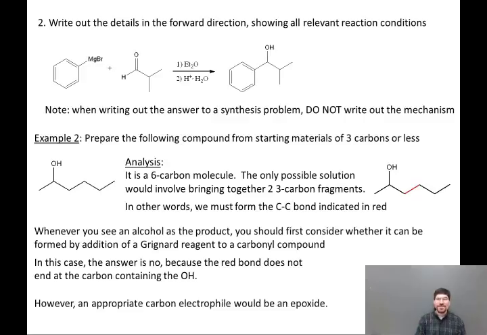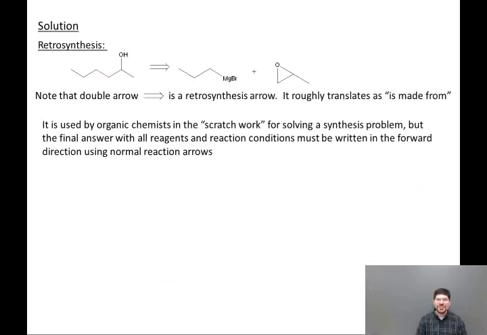However, if you think back to the previous lesson and what kinds of products Grignard reactions form, an appropriate carbon electrophile for this reaction would be an epoxide. So let's look at the solution. So first of all, whenever you're asked to solve a synthesis problem, you do your scratch work, which we call a retrosynthesis. So what we say is that the 6-carbon alcohol can be broken up into a 3-carbon Grignard reagent plus a 3-carbon epoxide. Now note I put a funny little double arrow there.